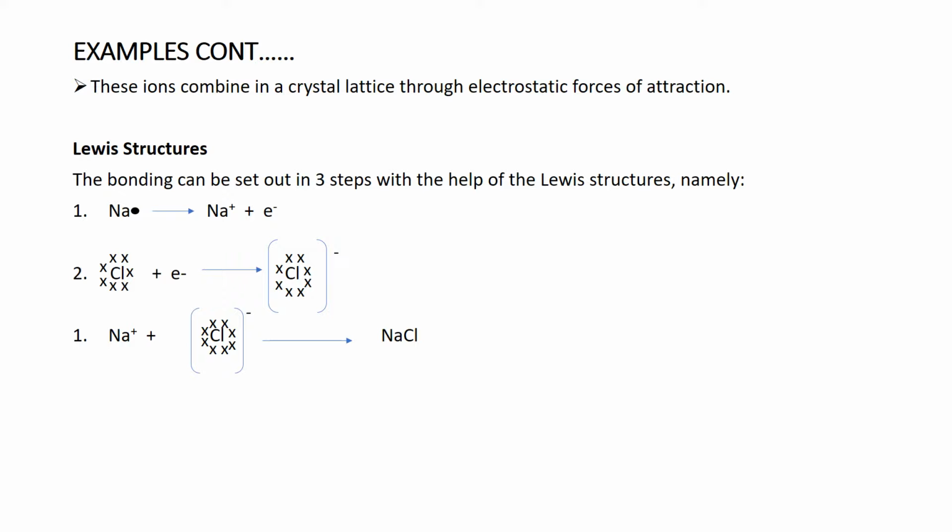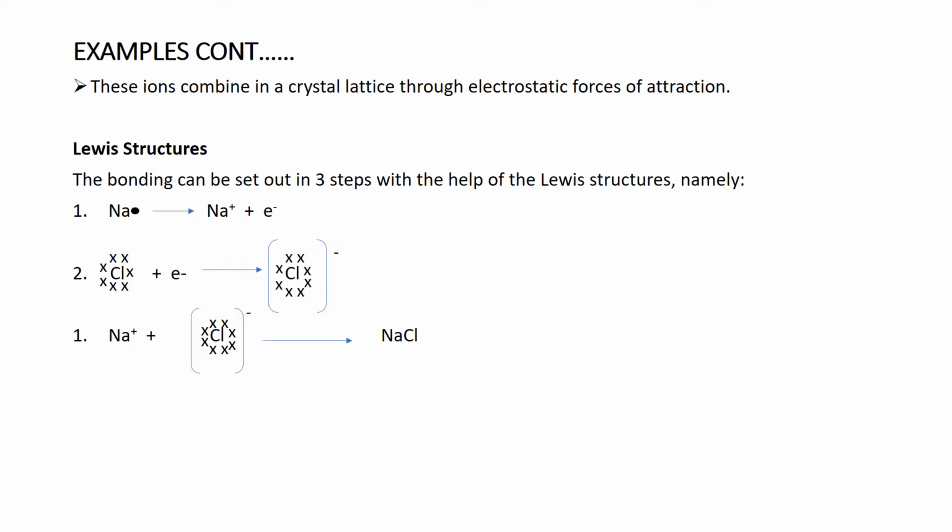If we look at the Lewis structures for both sodium and chlorine, we have 3 steps at which this attraction occurs. So the first step, we have sodium giving away its electron. Sodium has 1 electron and it decides to give away that electron to become positively charged. And chlorine gains an electron. So the second step is chlorine gaining an electron and it becomes negatively charged, as you can see in the second step.